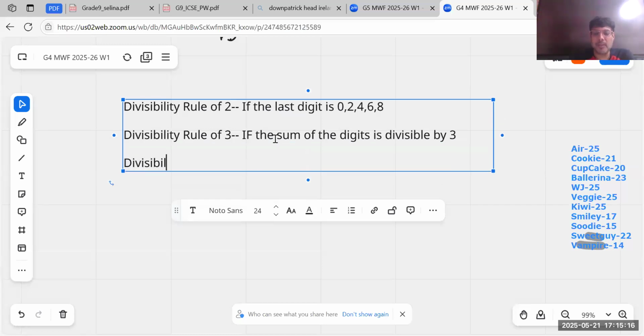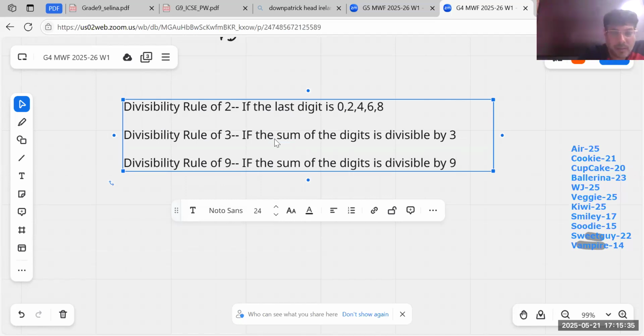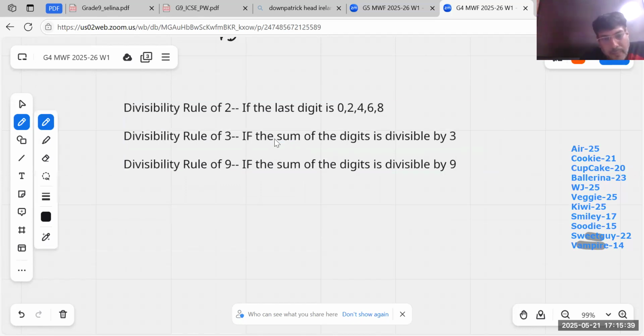The same we have for the divisibility rule of 9. Everyone must remember the divisibility rule of 9: if the sum of the digits is divisible by 9. Let me give you one example. Now you all will tell me if it is divisible by 3 and 9 both. You can write yes or no.